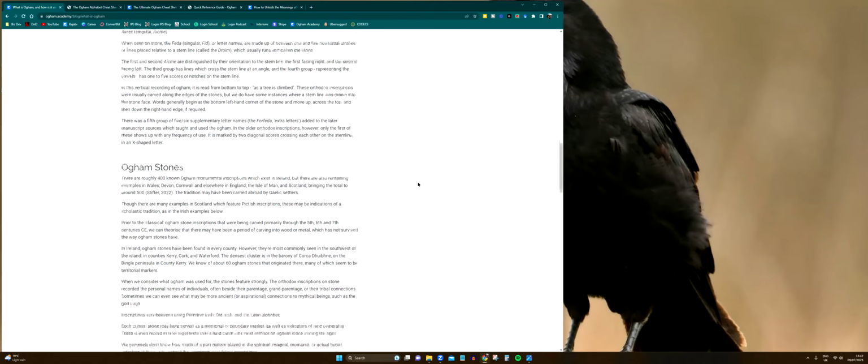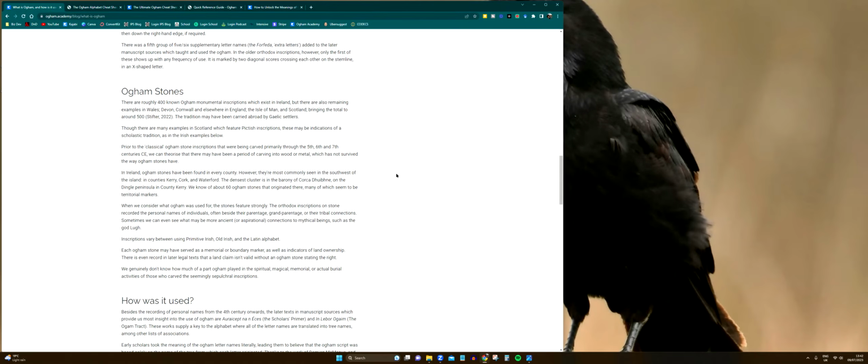Though there are many examples in Scotland which feature Pictish inscriptions, these may be indications of a scholastic tradition, as in the Irish examples below. Prior to the classical Ogham stone inscriptions that were being carved primarily through the 5th, 6th and 7th centuries Common Era, we can theorise that there may have been a period of carving into wood or metal which has not survived the way Ogham stones have.